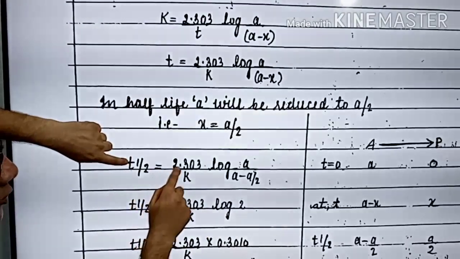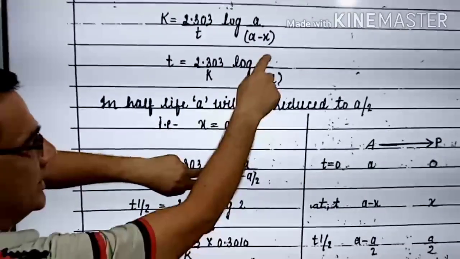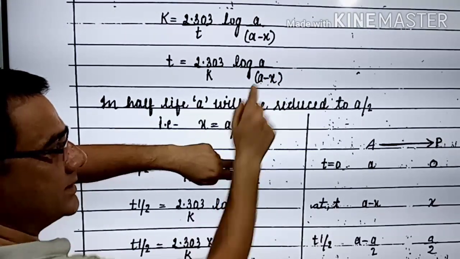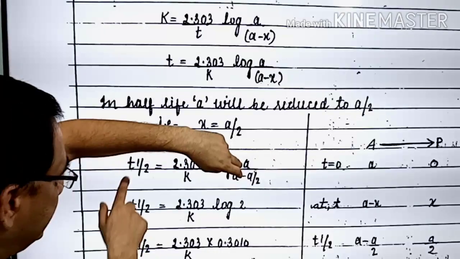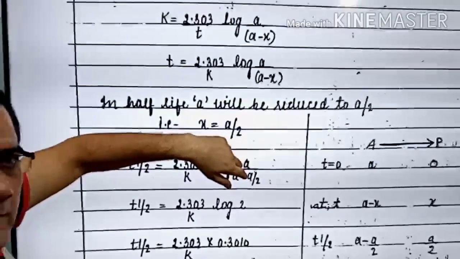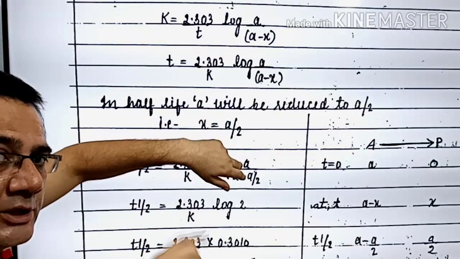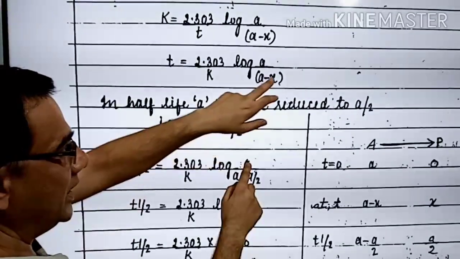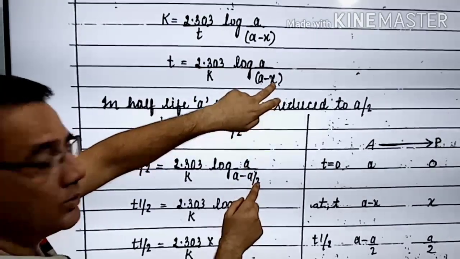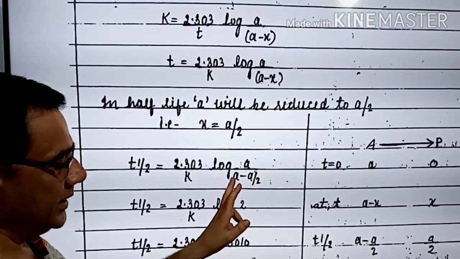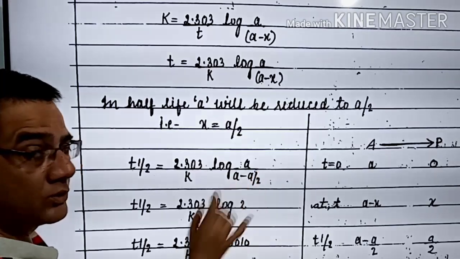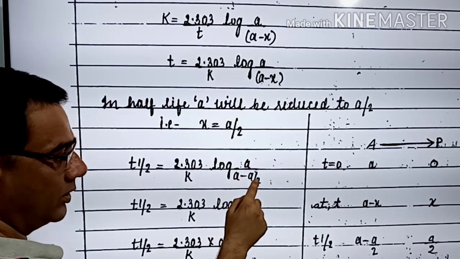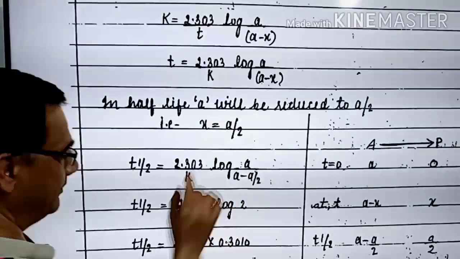So t half is equal to 2.303 upon K log A initial, और in place of A minus X what we have to write? X is called consumed part, और exactly t half पर जो consumed part होता है वो कितना होता है? हाफ. लेकिन किसका हाफ? इनिशियल का हाफ. तो X will be called as A by 2. A is the initial, X is the consumed part, that is A by 2. Now what is left here? A was initial, A minus A by 2. तो A minus A by 2 में बचा क्या? A by 2. ये आपका था 100, और 50 आपका रिएक्ट कर गया, बचा कितना? 50.